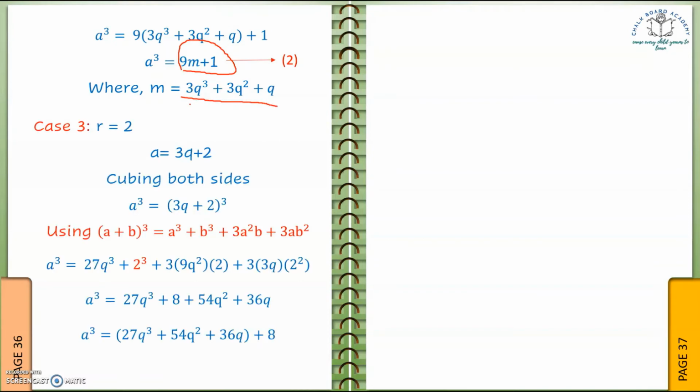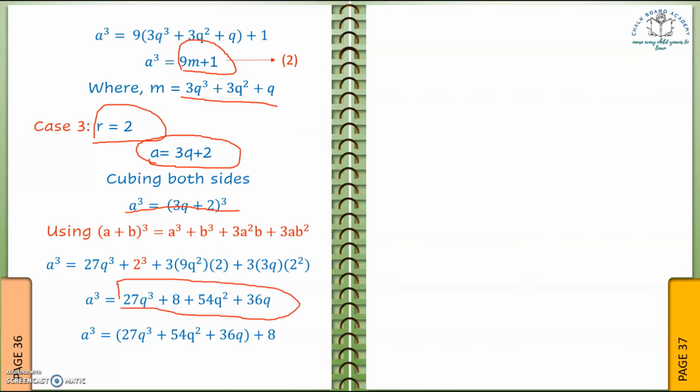Now we have another case, that is case 3, in which we will take r as 2. So here the equation becomes a is equal to 3q plus 2. Now again we are doing the same steps, like cubing both sides. After cubing both sides, we get this expression, which is 27q cube plus 8 plus 54q square plus 36q.